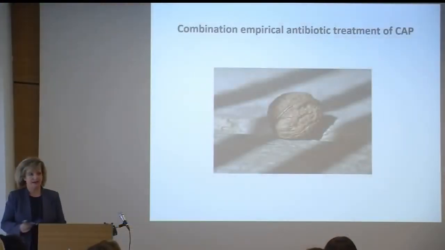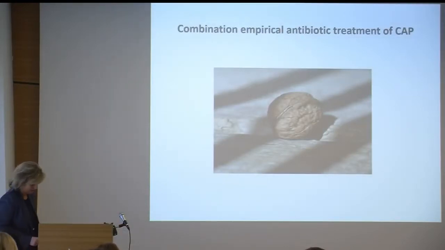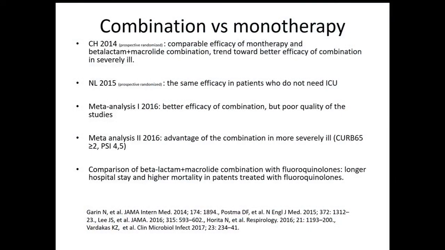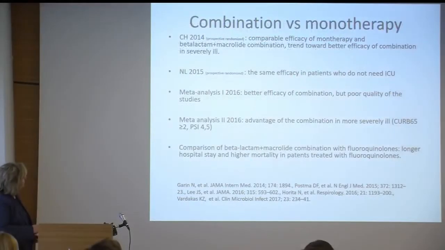A very hard nut, we say in Slovenian, I don't know if there's a translation in other languages, is combination empirical treatment for CAP. You will see this and that, and new studies being published with conflicting results. What can we say at the moment? Okay, these are different countries where studies were published. Switzerland, comparable efficacy of monotherapy and beta-lactam plus macrolide, a trend toward better efficacy of combination in the severely ill. Then the Dutch study, the same efficacy in patients who do not need ICU.